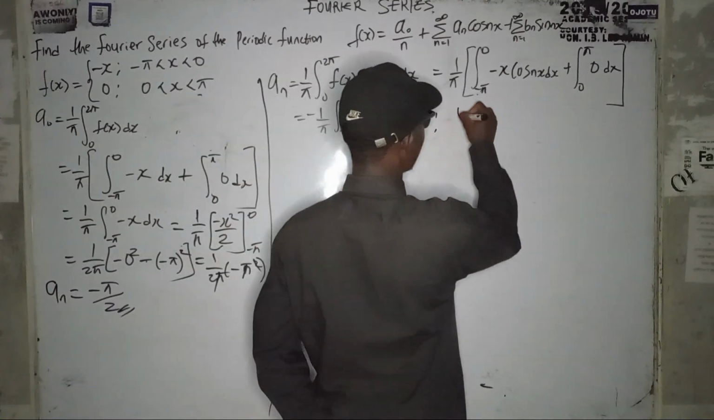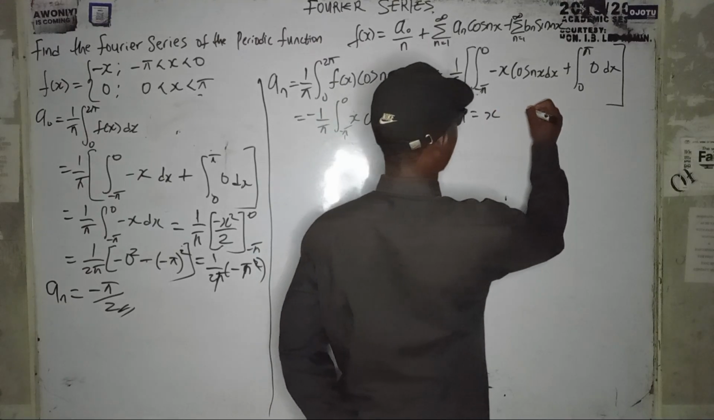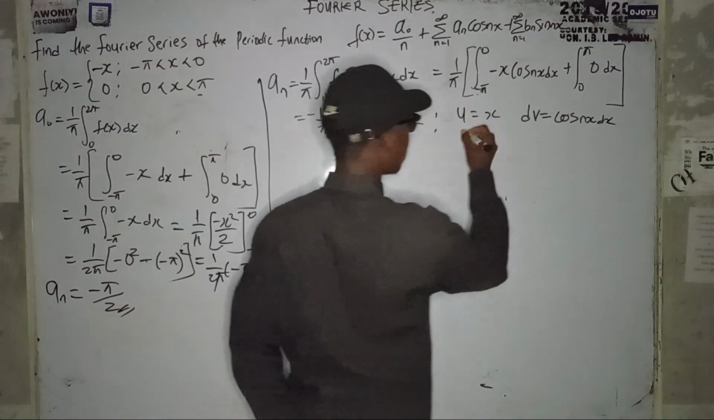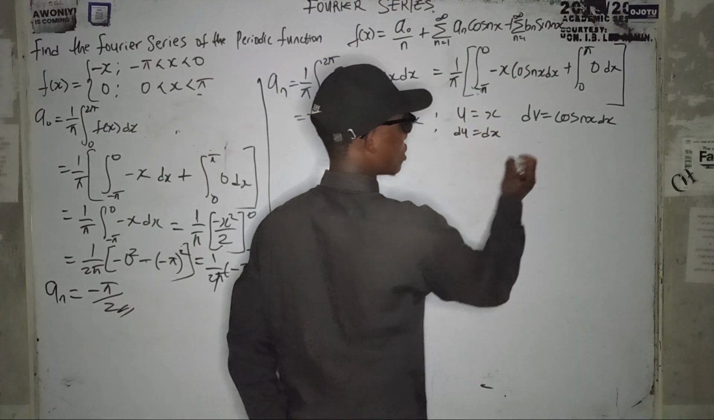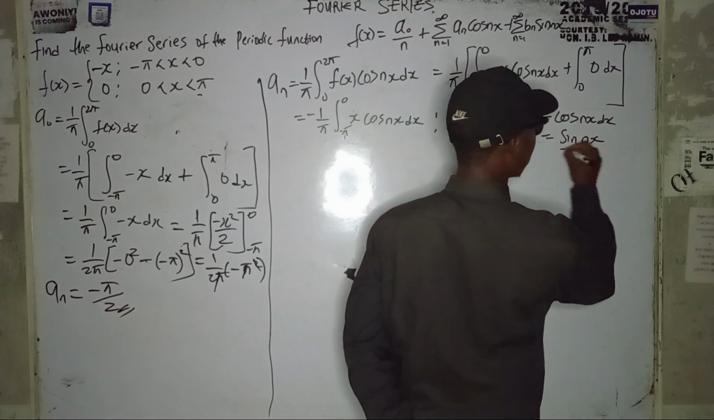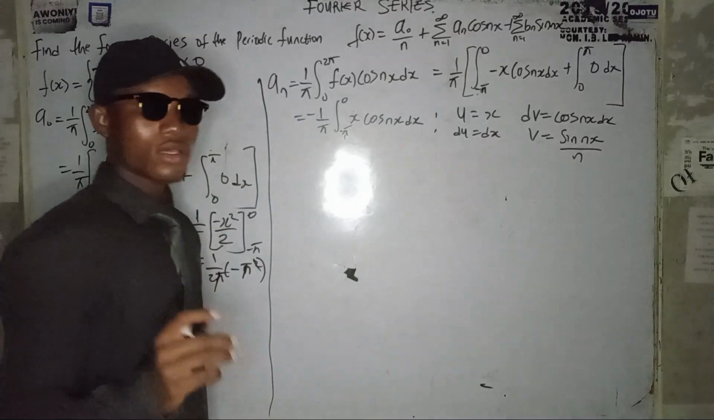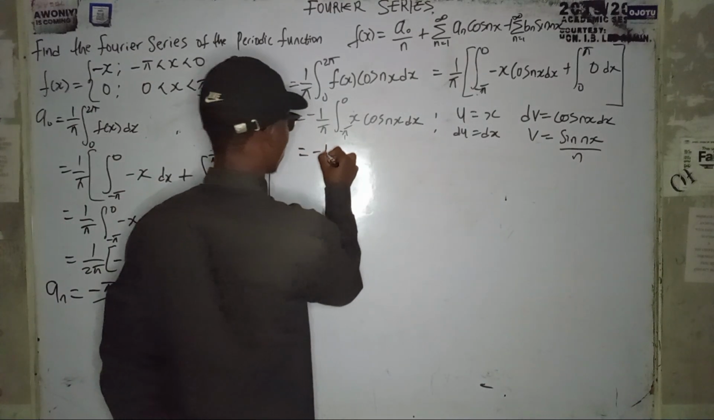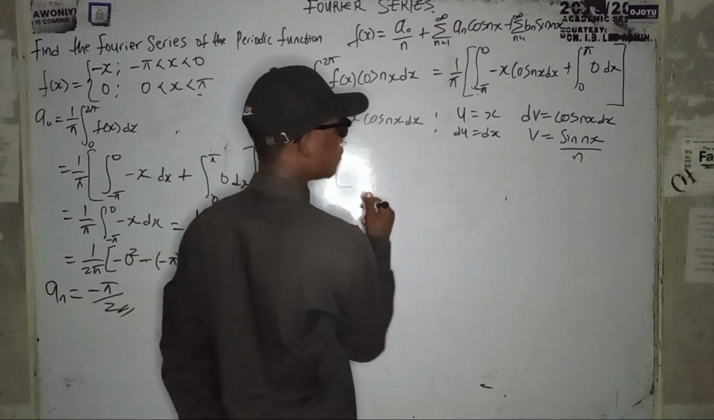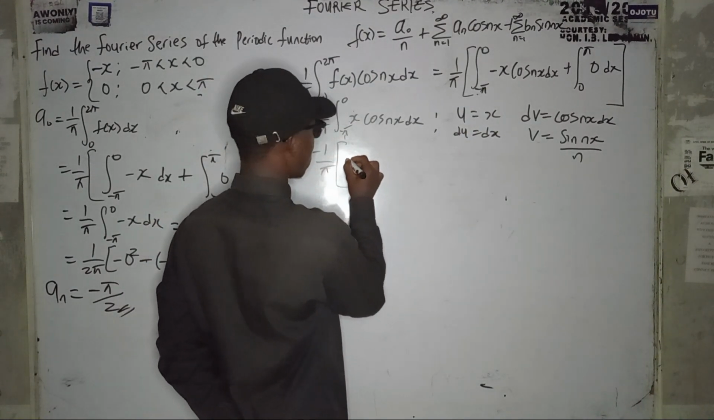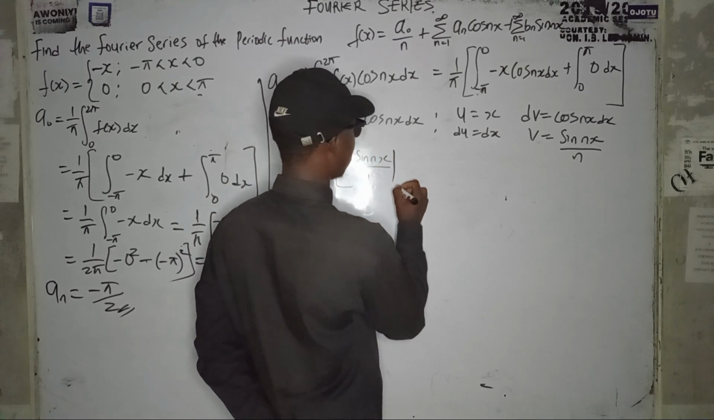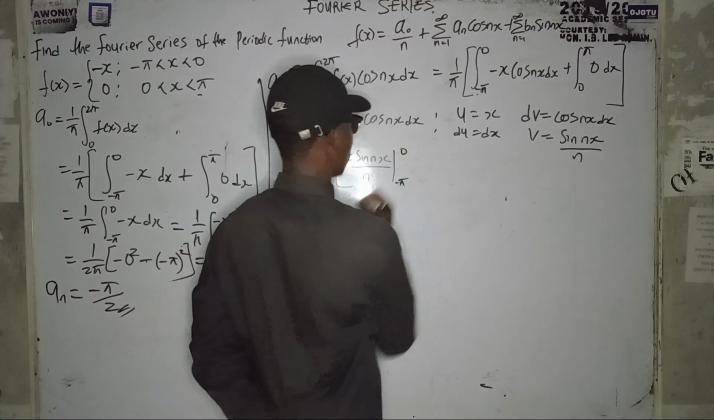We have our u equals x, and then our dv equals cos nx dx. We differentiate this, so du equals dx, and we integrate this, so v equals sine nx over n. So if we use our integration by parts formula, this is going to become minus 1 over pi. We put our big brackets, uv, that is x sine nx over n, from minus pi to 0.